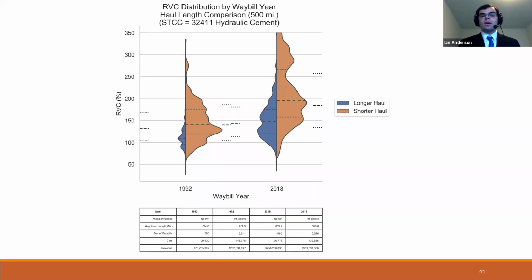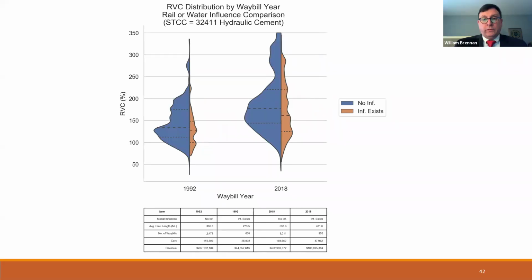We can see that RVC ratios for shorter haul moves are generally distributed higher than RVC ratios for longer haul moves. We can also see there has been an increase in the number of carloads moving more than 500 miles. And for both shorter haul and longer haul traffic, there has been an increase in RVC ratios. We're now looking at the violin plot that examines rail or water influence, this time with and without that influence. What we can see here is that where an alternative influence exists, RVC ratios tend to be lower.